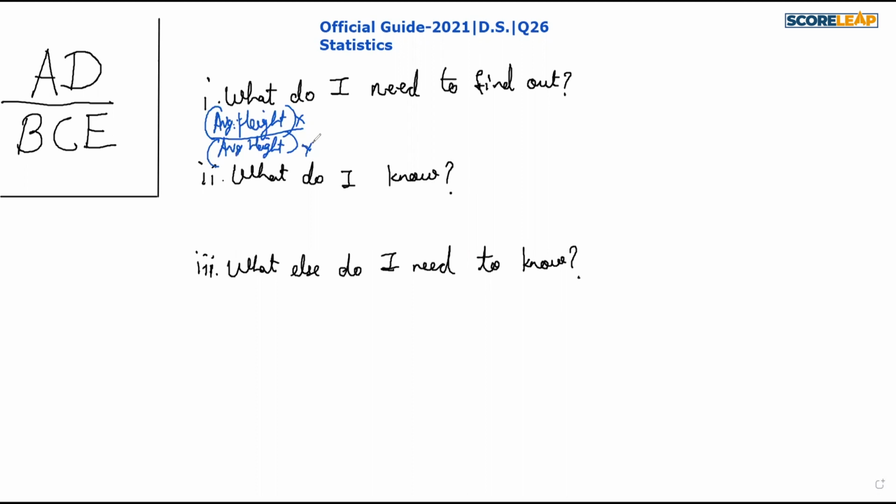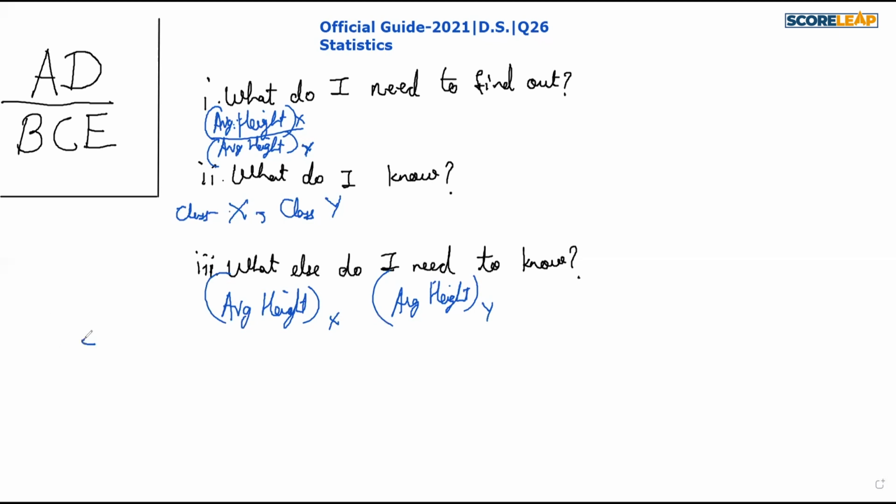Okay, so what do I know? From the question statement, we only know that there are two classes, class X and class Y. This is what we know. Okay, what else do I need to know? I need to know the value of the average height of class X and the average height of class Y. This is my only concern. Now let us directly jump to the question statements.